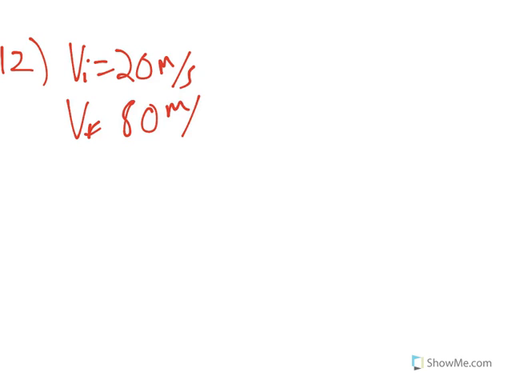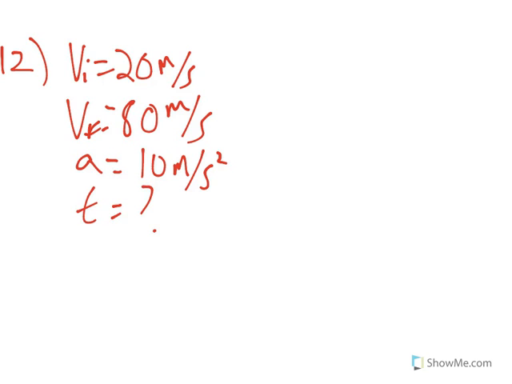Number 12 says, if a hoverboard can start with an initial velocity of 20 meters per second and achieve a final velocity of 80 meters per second, accelerating at 10 meters per second squared, how long would this take? So initial velocity is 20 meters per second. Final velocity is 80 meters per second. Acceleration is 10 meters per second squared. Time is equal to question mark.